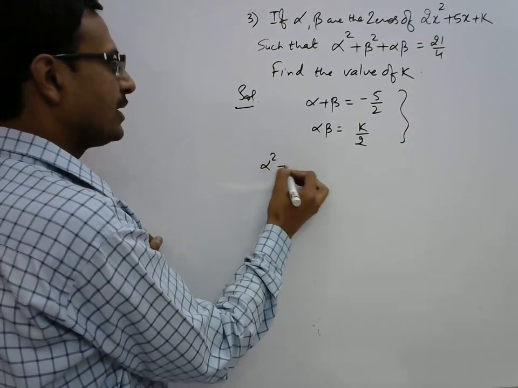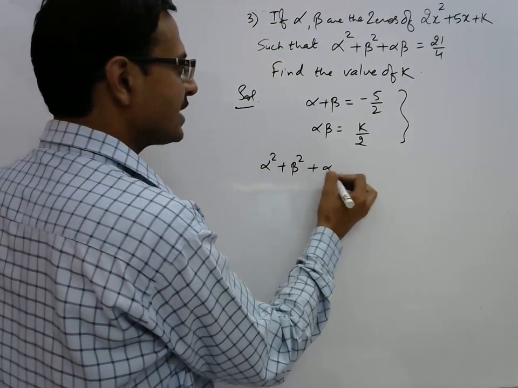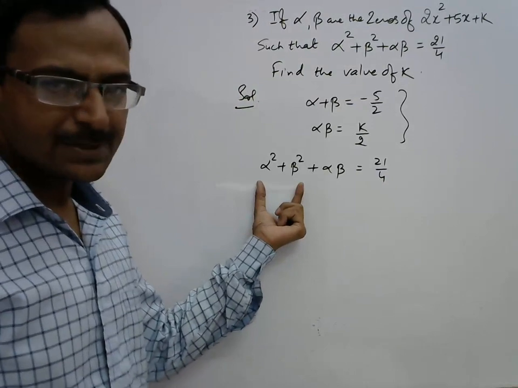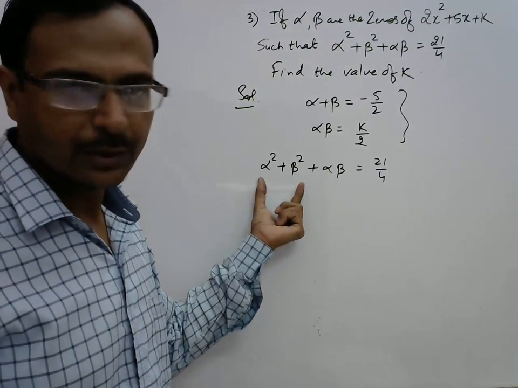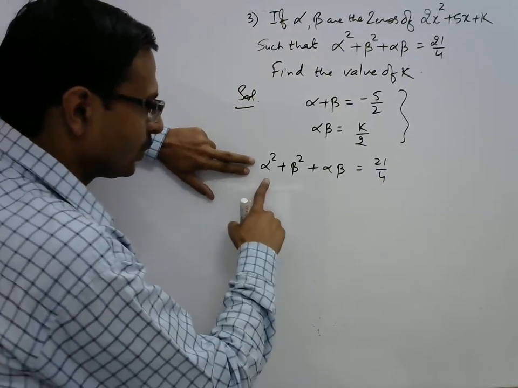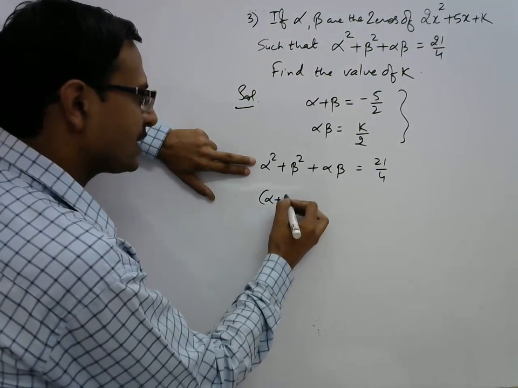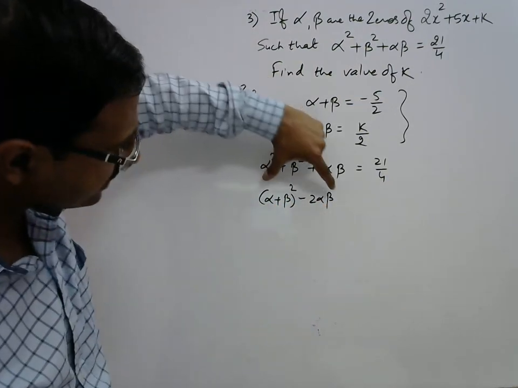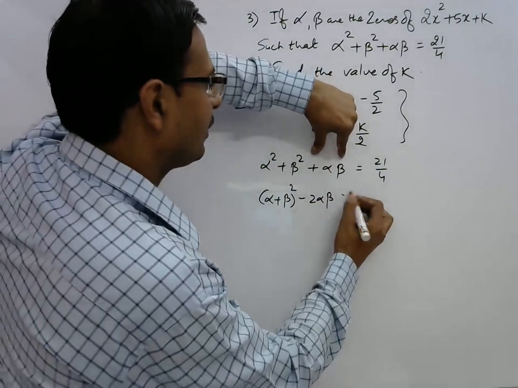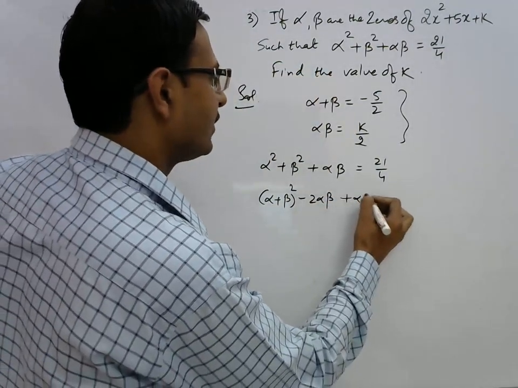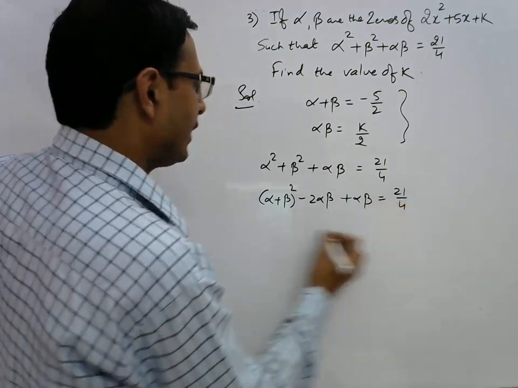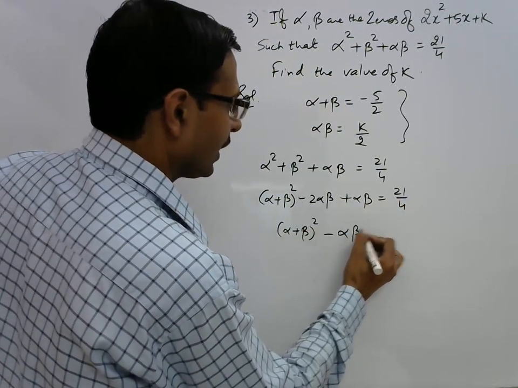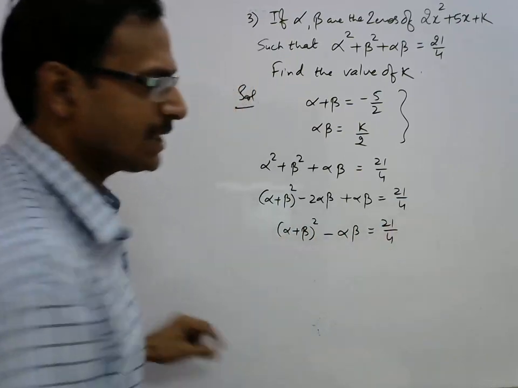Okay, let me help you with this also. Alpha square plus beta square plus alpha beta, the value is given as 21 by 4. Now see, alpha square plus beta square, I have been telling you again and again, this expression is alpha plus beta whole square minus 2 alpha beta. So the formula for alpha square plus beta square is this, and plus alpha beta will come along with this, equal to 21 by 4. So now see, we have converted everything into the expressions alpha plus beta and alpha beta.